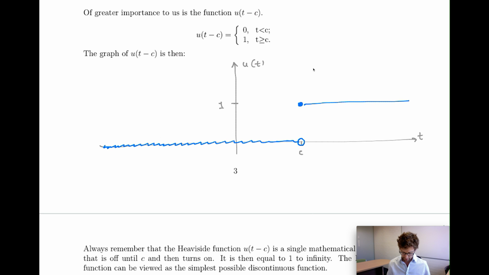Now, the nice way to think about this function is as a switch, that we're sort of switching something on. So for example, we could think about the voltage on a particular wire suddenly switching on at a particular time, or we could think about a stock jumping in price. So we're sort of switching things on. So let's have a look at some examples of this function, because it's going to be very useful and we're going to use it again and again in this topic.